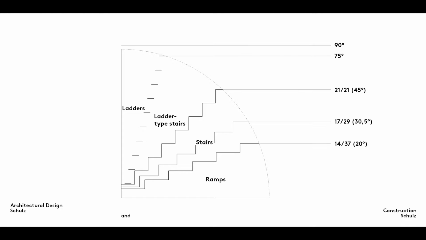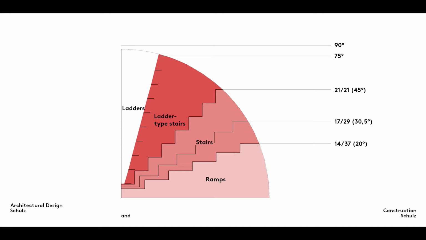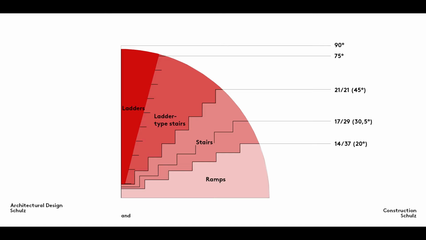Now let us have a look at German Standard DIN 18065 to make sure we understand the difference between ramps, stairs and ladders. It defines ramps as flat surfaces with a pitch of up to 20 degrees, stairs as having a pitch of between 20 and 45 degrees, ladder type or loft stairs as having a pitch of between 45 and 75 degrees, and ladders as having a pitch of over 75 degrees. The standard classifies completely vertical ladders as step irons, but these are rarely encountered in practice.